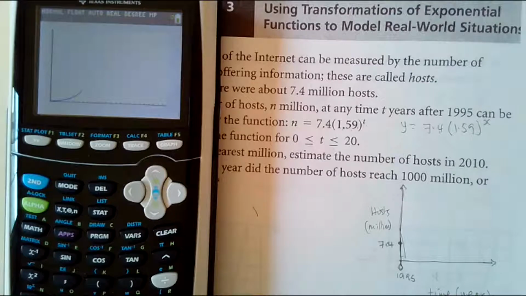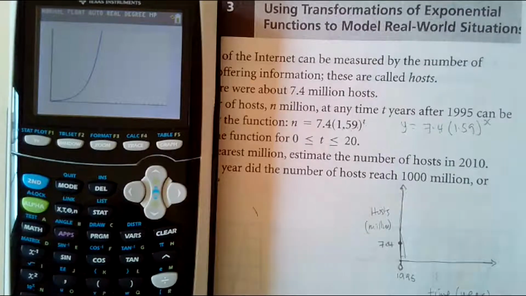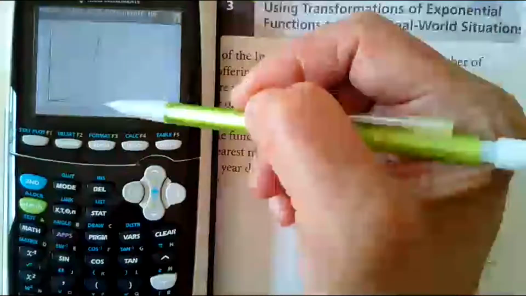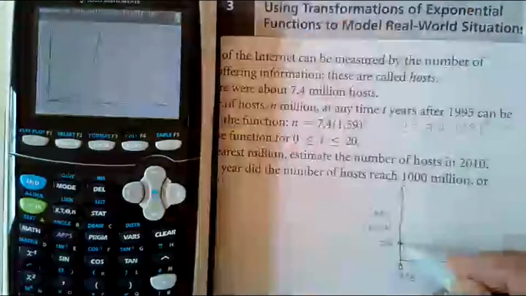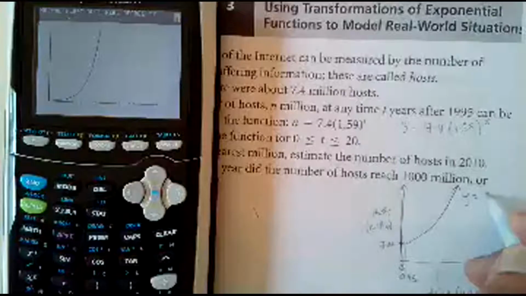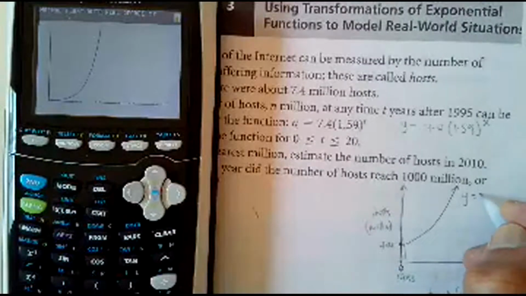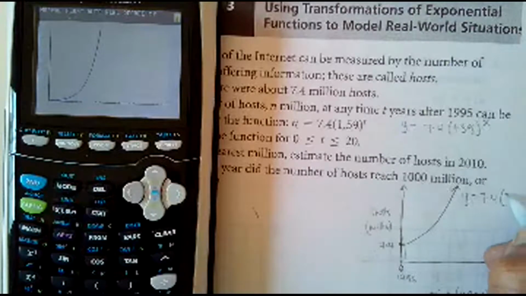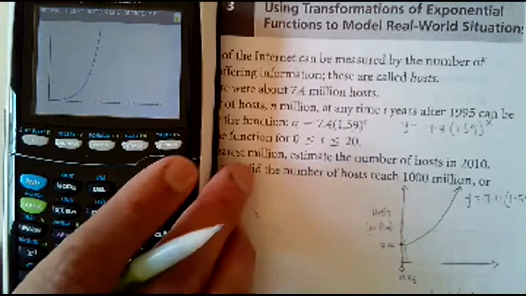So this would be a 20-year or 25-year trend. So you can see it. Now, that's my sketch, my graph. I will be going up like this. 7.4 times 1.59 to the power x.